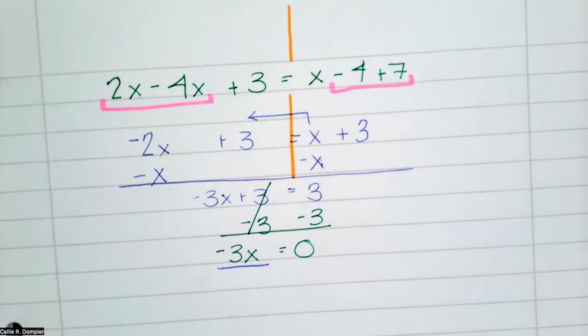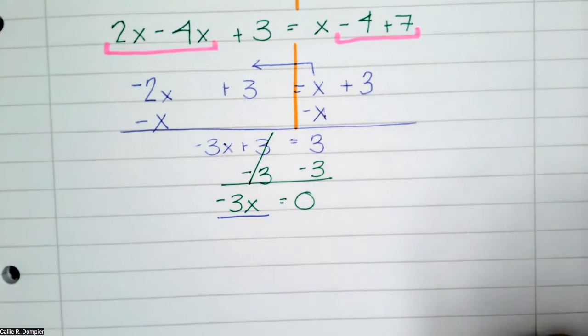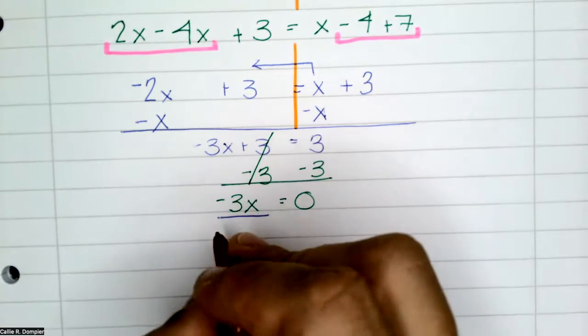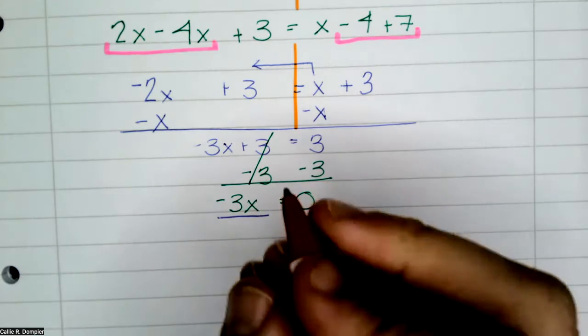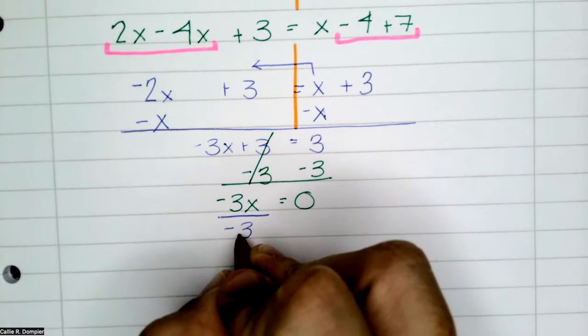Don't stop just because this is 0. Okay, I know it can be confusing and you're thinking, oh, if that's 0, I should stop. Don't stop. Now x is being multiplied by negative 3, so I'm going to divide by negative 3.